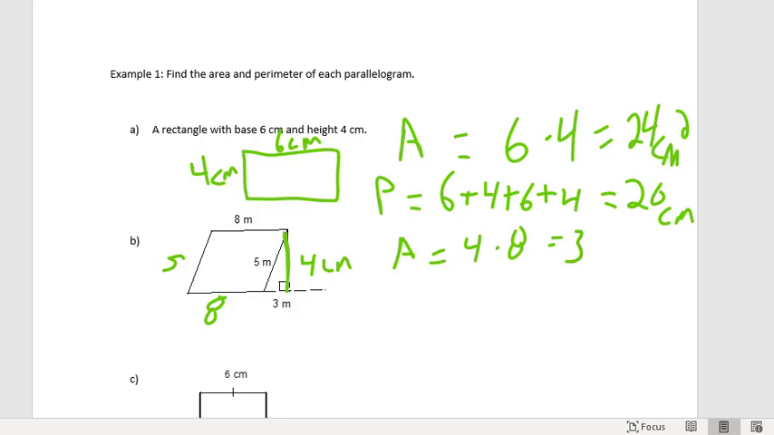Which is 32, and our units, this shouldn't be centimeters, it should be meters, 32 meters squared. Don't forget your units. Perimeter is 8 plus 5 plus 8 plus 5, which equals 26 meters.